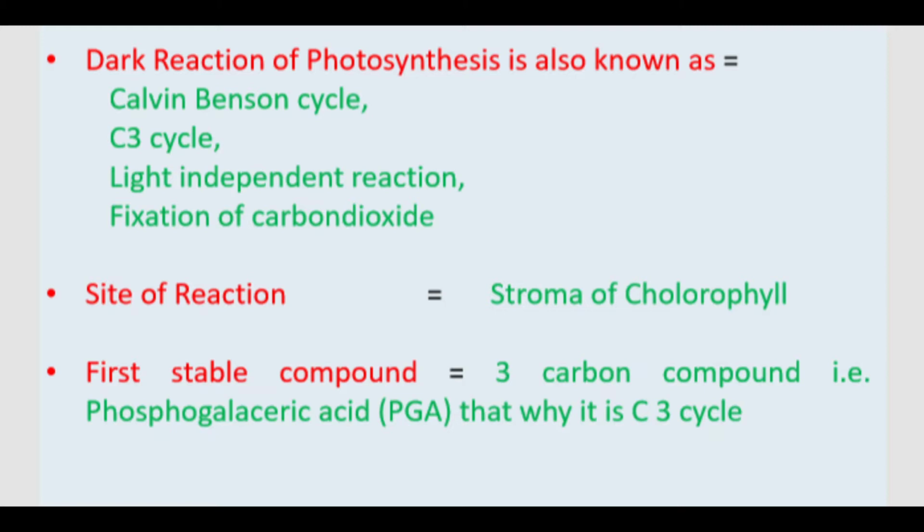of the chloroplast. In the chloroplast we have two different parts, the grana and the stroma. The grana contain the light dependent reaction, and the stroma contains the dark reaction. The stroma is a liquid gel present inside the chloroplast. The first stable compound during this C3 cycle is a 3-carbon compound. That's why it's called the C3 cycle, and phosphoglyceric acid, PGA, is the first stable compound formed during the dark reaction.